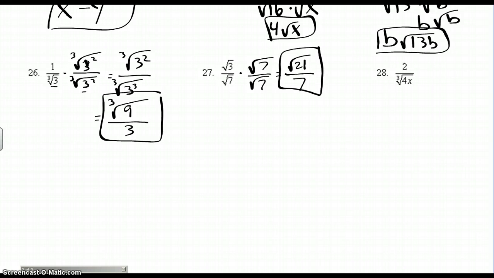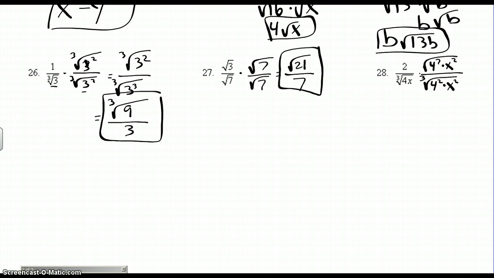Okay, number 28 is pretty difficult. We're taking the cube root of 4x in the denominator. So I only have 1 4 and 1 x, and I need to have 2 more of each so I can get to 3 4's and 3 x's. So I'm going to multiply the numerator and denominator by the cube root of 4 squared, which gives me 2 more 4's, times x squared, which gives me 2 more x's.